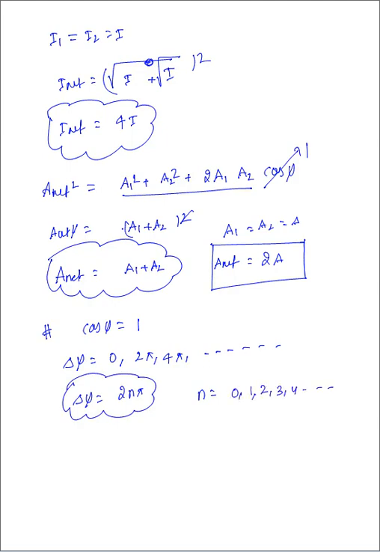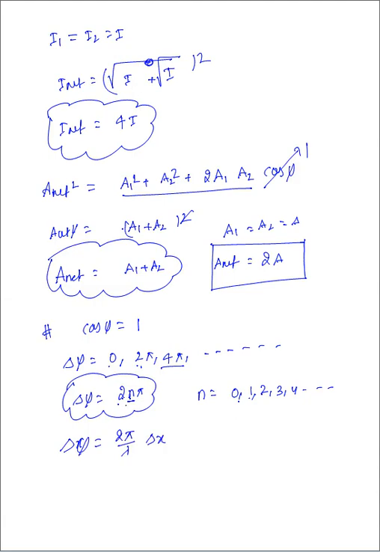For example, if you substitute 0, 2 into 0 will be 0. If you substitute 1, 2 into 1 will be 2 pi. If you substitute 2, 2 into 2 will be 4 pi. Next we get 6 pi, and so on. You got the delta phi values. How do we get the delta x values? Delta phi equals 2 pi by lambda into delta x. Just now the path difference and phase difference relation was given. So delta phi we got is 2n pi.